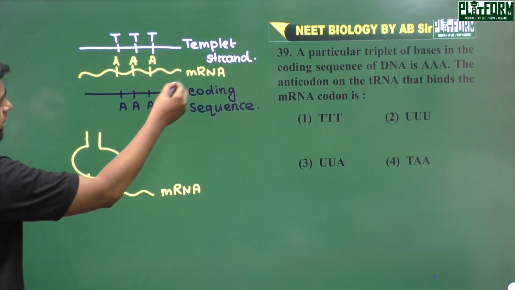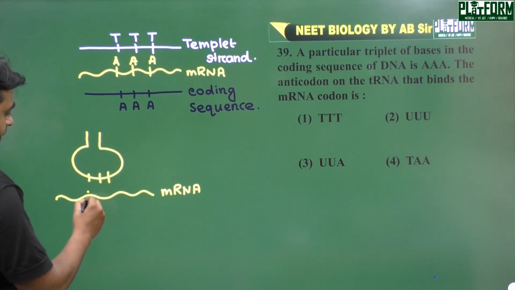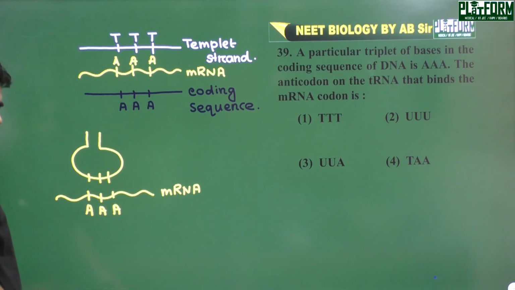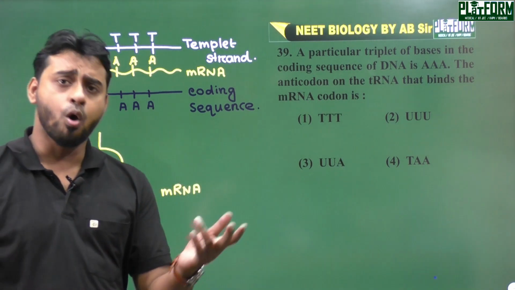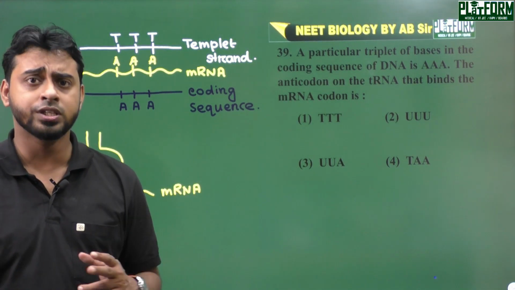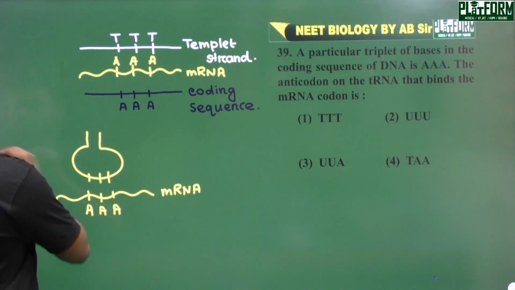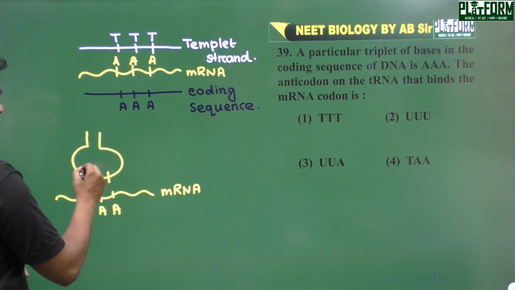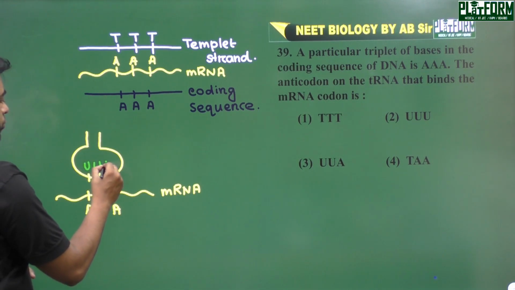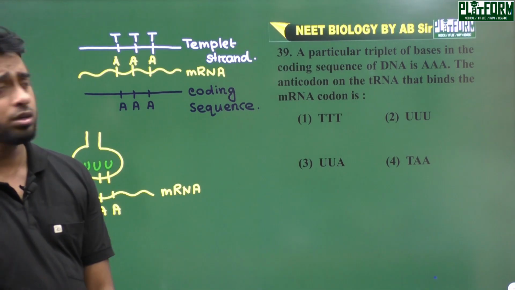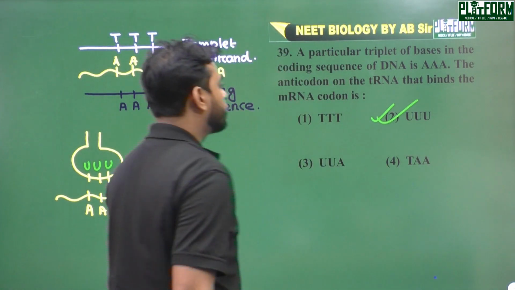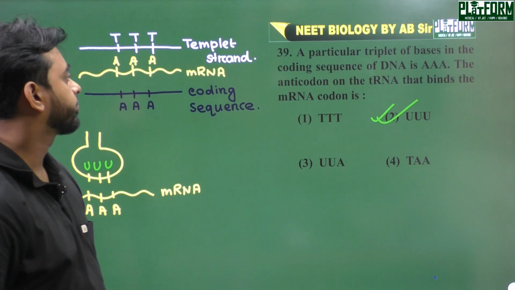Now the nascent mRNA molecule which is synthesized, the nitrogen bases which is present in the mRNA molecule is AAA. We know that the codon and the anticodon are opposite to each other. So definitely the anticodon will be, that's opposite to A, that's U, and U. Okay, so the answer will be UUU. Okay.